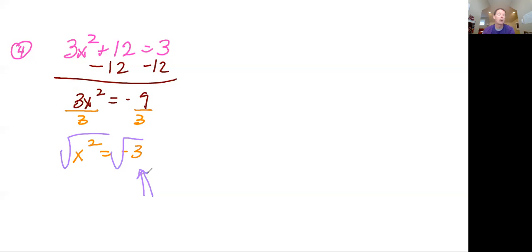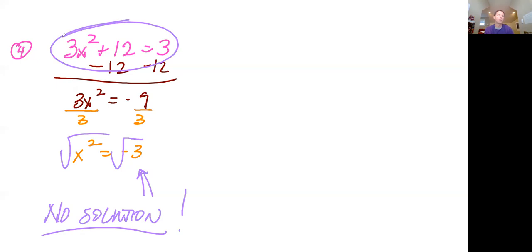Uh-oh. See the problem? I can't take the square root of a negative number. There's no number I can think of that when I square it comes out to be minus 3. So this one is a no solution. Pick any number you want, plug it in there, you're not going to get 3x squared plus 12 to equal 3.